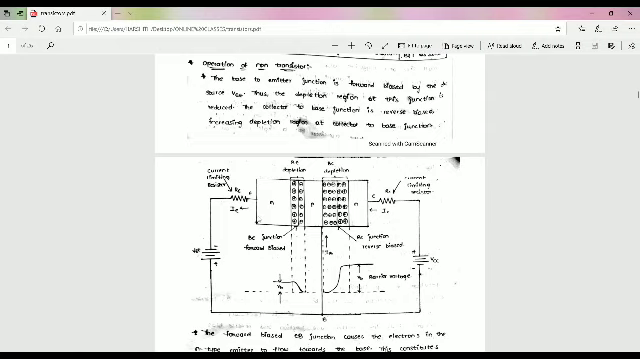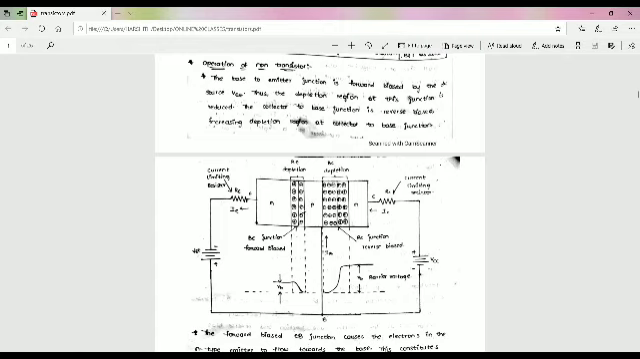Why is it forward biased? Suppose the N region is connected to the negative terminal of the battery and P is connected to the positive terminal of the battery. So this is the forward biasing. The base to emitter junction is forward biased by the DC source VEE, and the depletion region at this junction is reduced, because in forward biasing the depletion region is reduced.